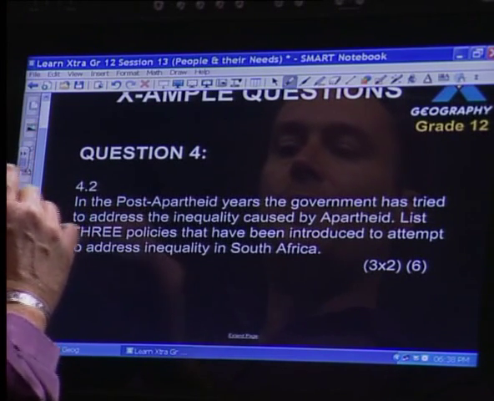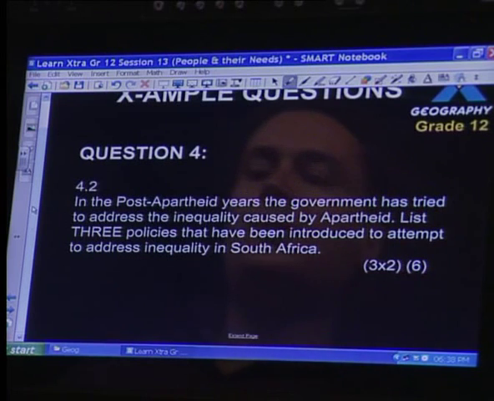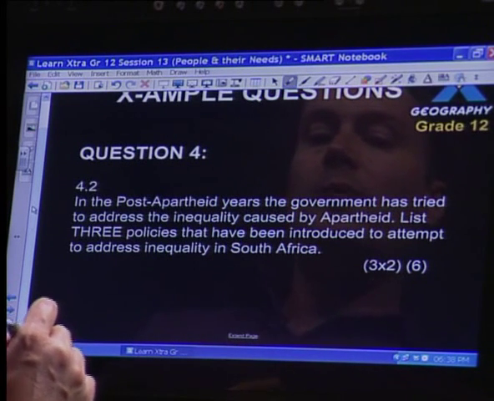Question 4.2. In the post-apartheid years, the government had tried to address the inequality caused by apartheid.